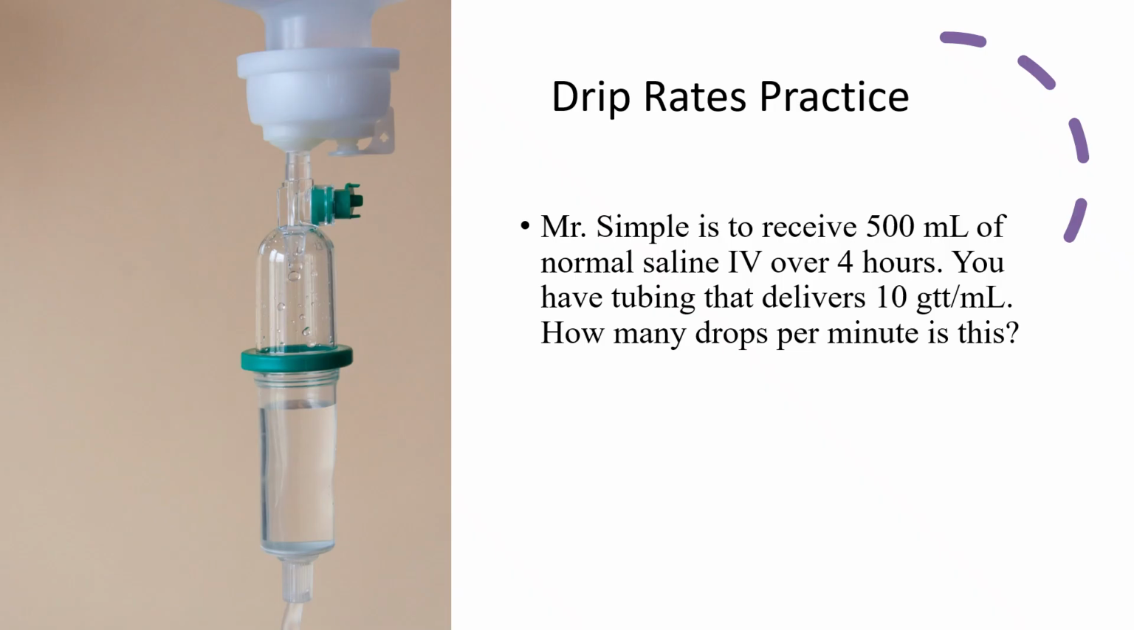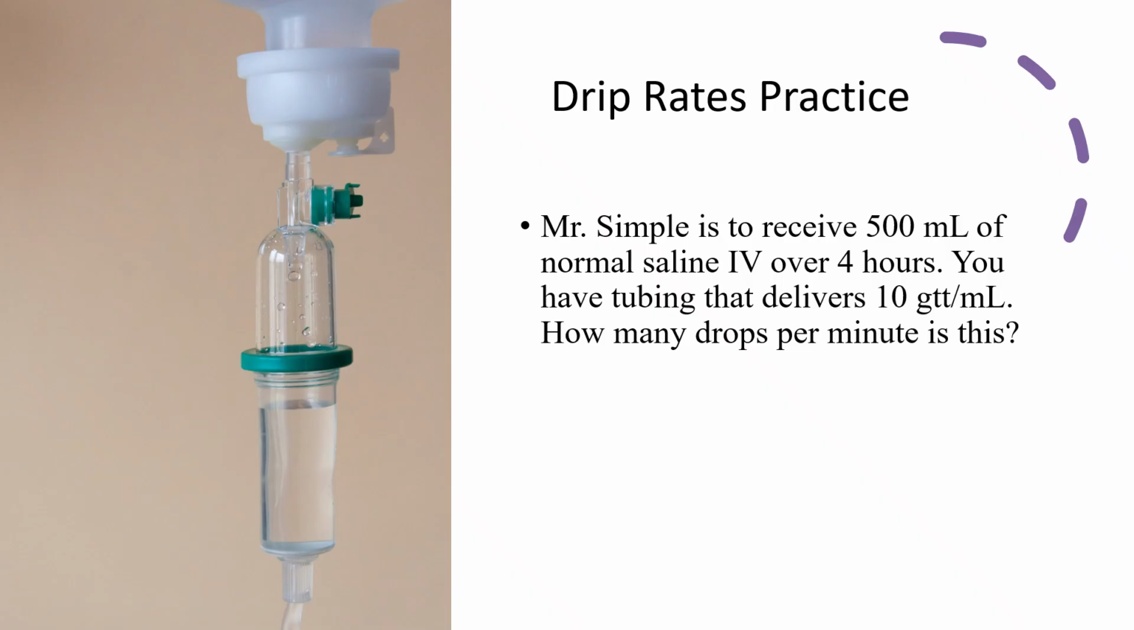Okay, so here's another practice one. Mr. Simples to receive 500 mils of normal saline over 4 hours. You have tubing that delivers 10 drops per mil. How many drops per minute is this? So I will let you take a few minutes to work this one out, and then we'll talk about the answer on the next slide. Remember, you need to round to a whole number. I don't want any decimals in your drop factors.